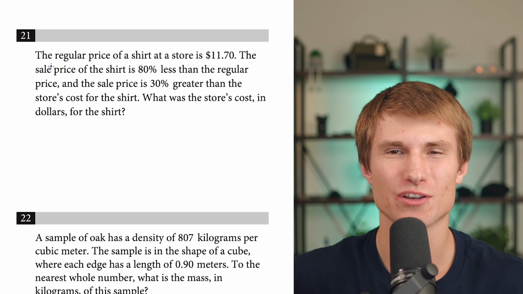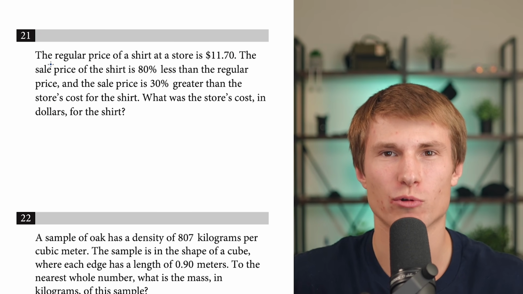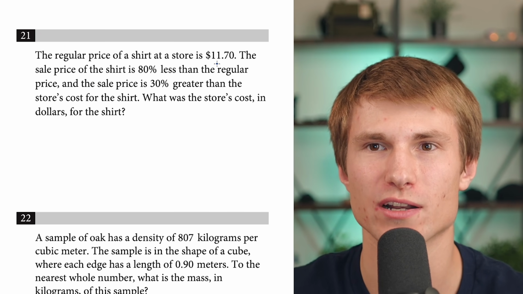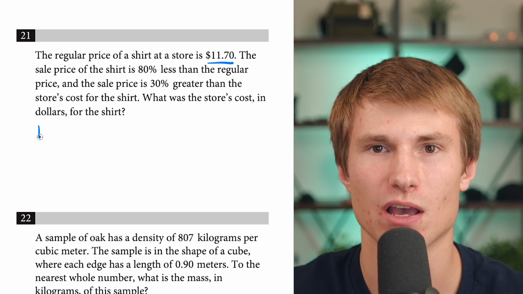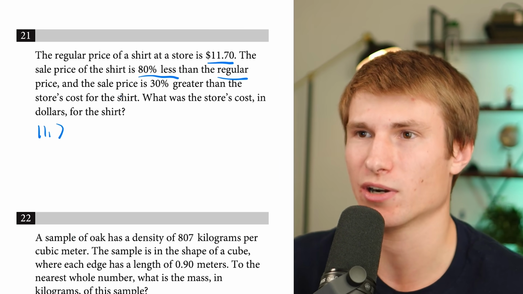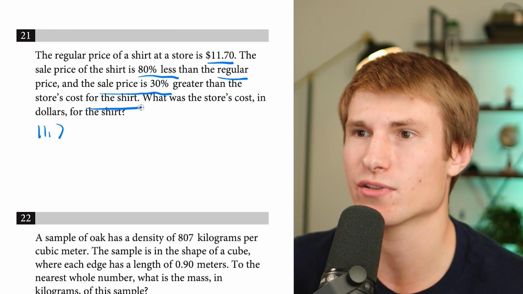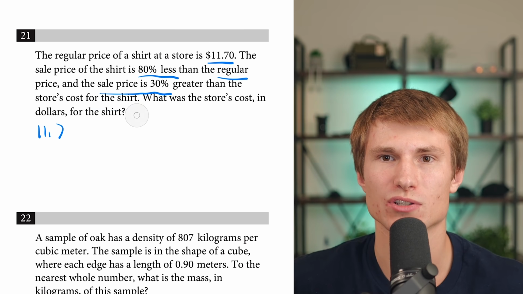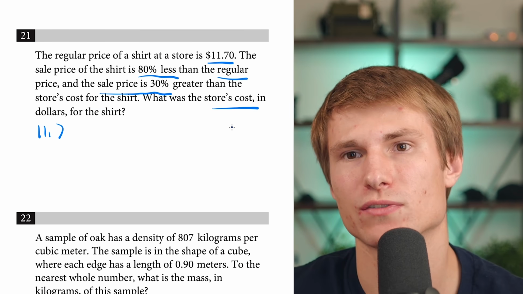Here's how to efficiently solve this multi-step SAT math question. Question 21 states that the regular price of a shirt at a store is $11.70. The sale price of the shirt is 80% less than the regular price, and the sale price is 30% greater than the store's cost for the shirt. What was the store's cost in dollars for the shirt? Okay, so we want to solve for the store's cost.